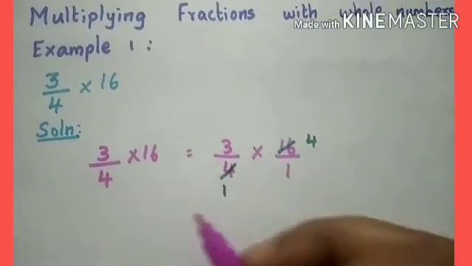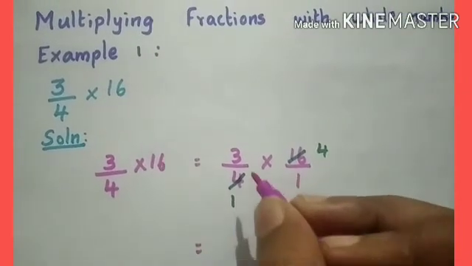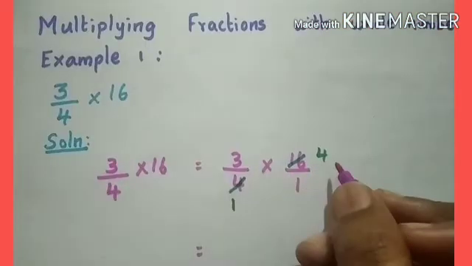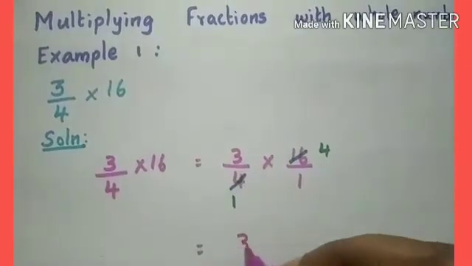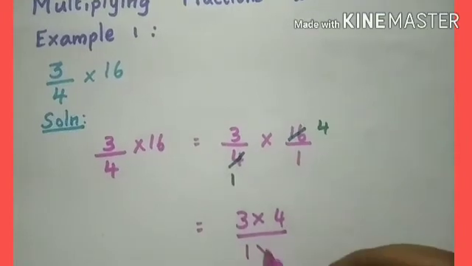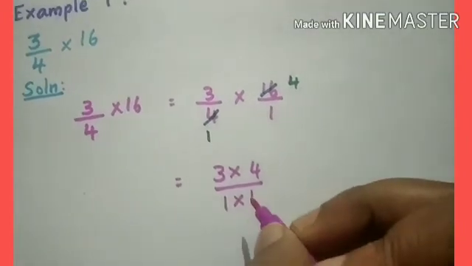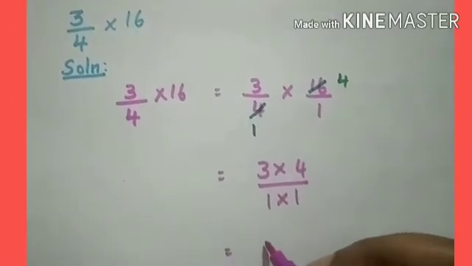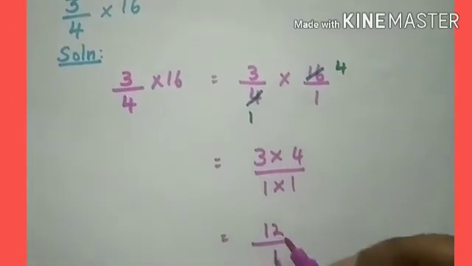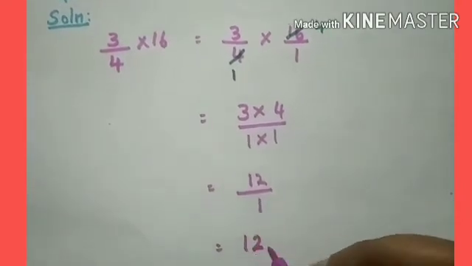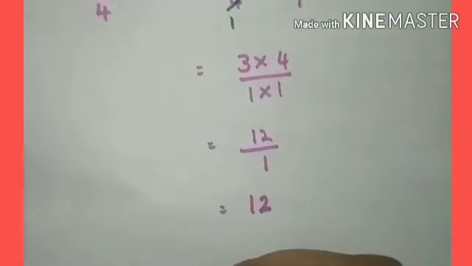Now multiply the numbers in the numerator separately, then multiply the numbers in the denominator separately. Let's write 3 into 4. In the denominator 1 into 1 is there, right? 1 into 1. Now multiply the number 3 by 4. That is 3 fours are 12. Then multiply 1 by 1. 1 ones are 1. Now we get 12 by 1. That is 12. Answer is 12.